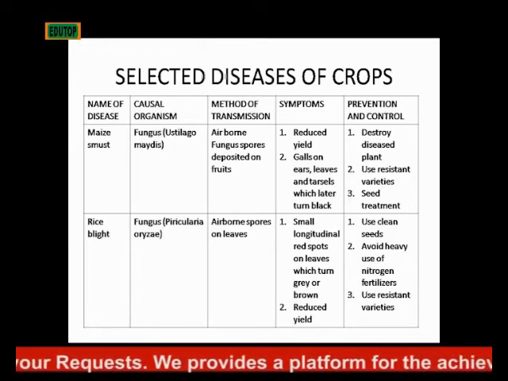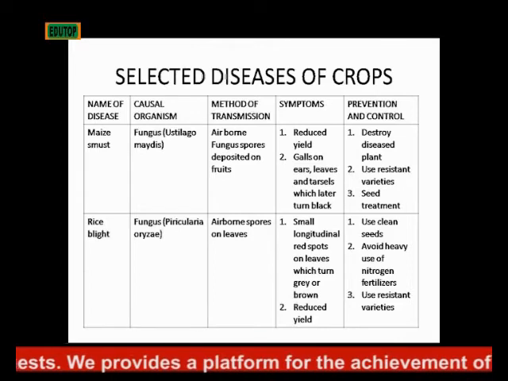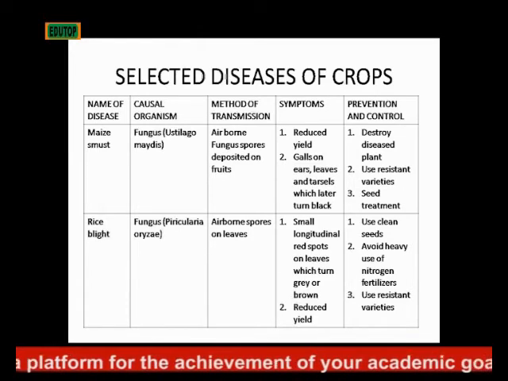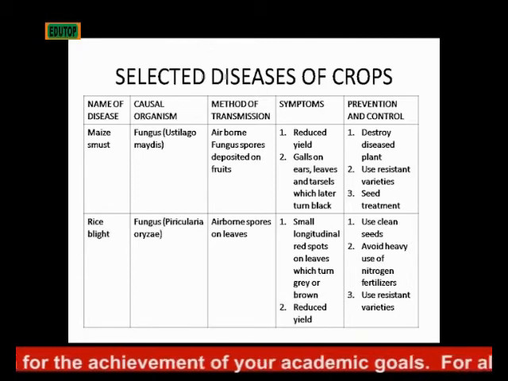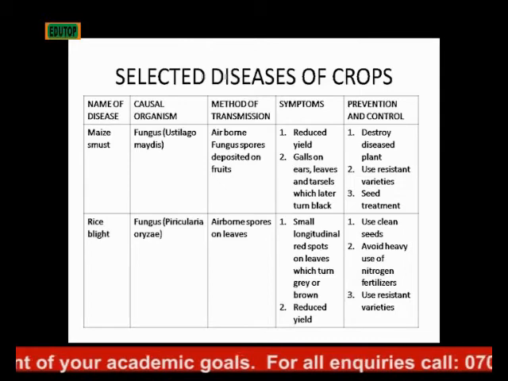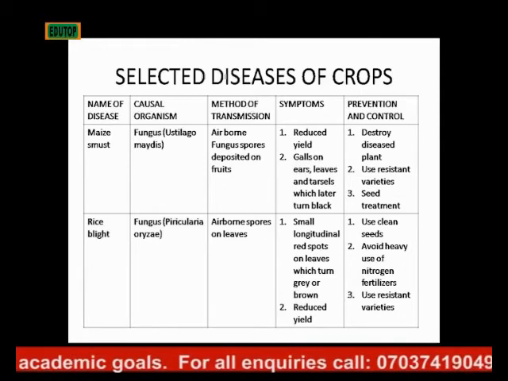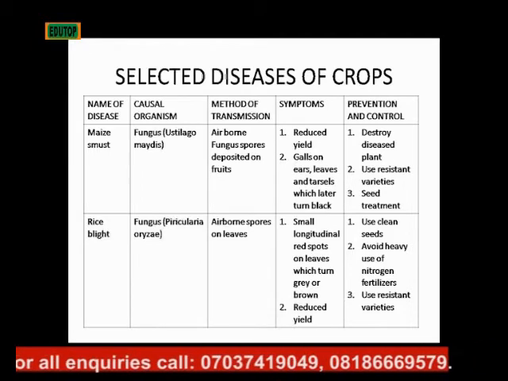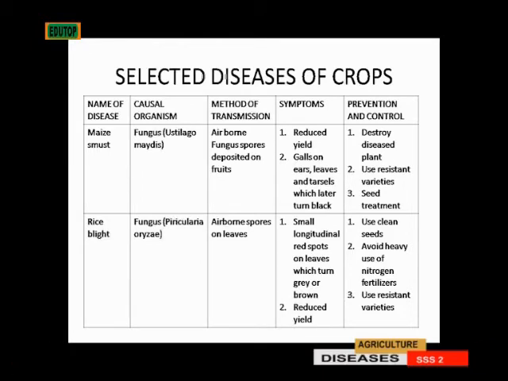And what you will notice as a farmer is that there will be reduced yield, then there will be galls on the ears and leaves of the plant, which will later turn black. How do you prevent maize smut? You destroy the diseased plant. Once you notice it in a plant, you destroy it, else it will spread to other plants because it is airborne. So once wind blows like this, the plants that the spores touch will eventually get it.